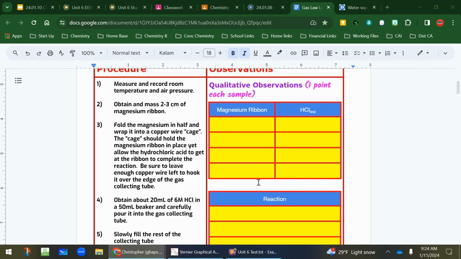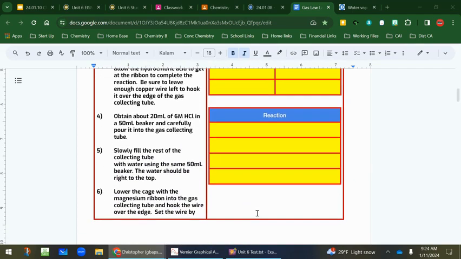After you put 20 milliliters of hydrochloric acid, and it's approximately 20 milliliters, it does not need to be exact. That's why we're using beakers for this, not graduated cylinders. You're going to slowly fill the rest of the collecting tube with water. Now, where do you get the water from, ladies and gentlemen? You are going to get the water out of the bin of water that is at your station, because we know the temperature of that water.